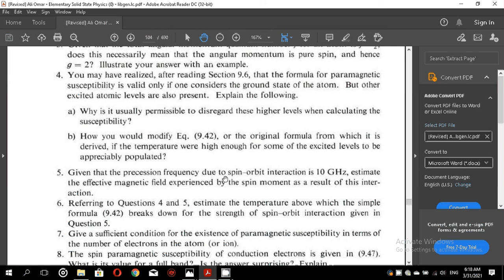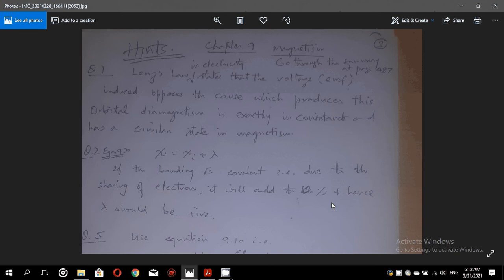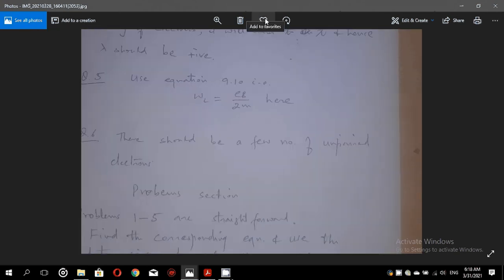Given that the precessional frequency due to spin-orbit interaction is 10 gigahertz, estimate the effective magnetic field experienced by the spin moment as a result of this interaction. So this I have also given the hint over here. So go through this hint. You will use equation 9.10 for the precessional or Larmor frequency omega L is equal to eB over 2m, and use the data given and calculate the value of this precessional frequency.